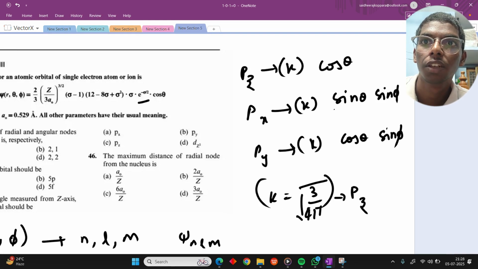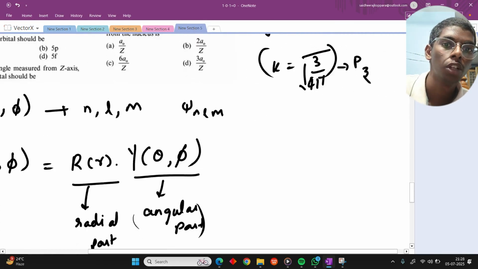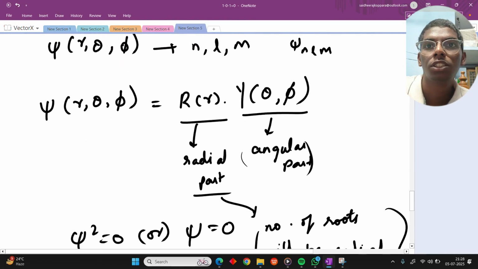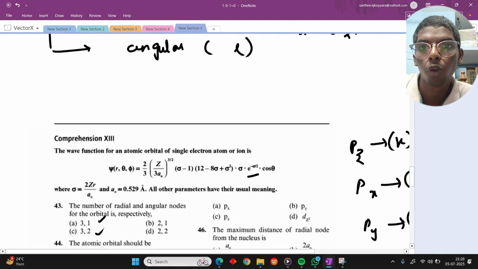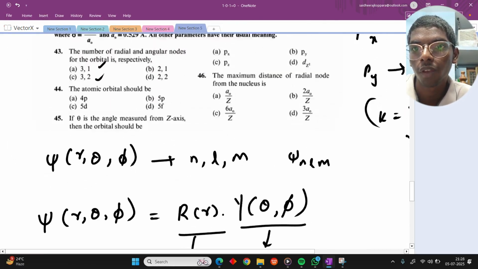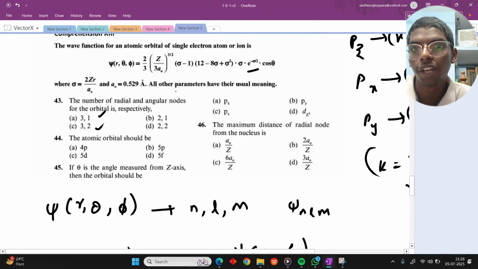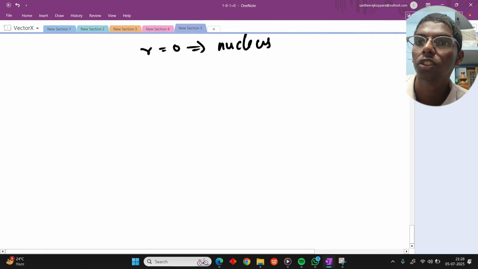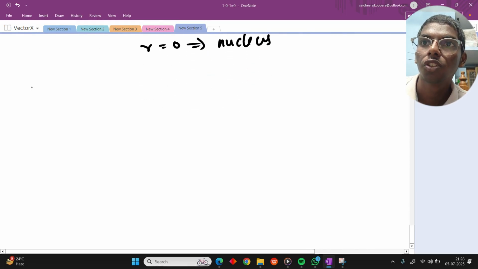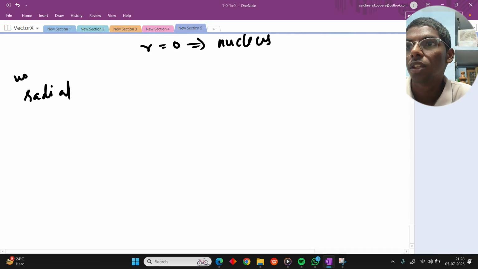Why is it? What is the constant value? Actually, for pz, the k value, as much as I remember, is (3 by 4 pi) whole power 1 by 2. Okay, for pz. These proofs, when you study further in your higher classes, you can find. So the orbital will be pz. Okay, this will be the answer for your 45th question.